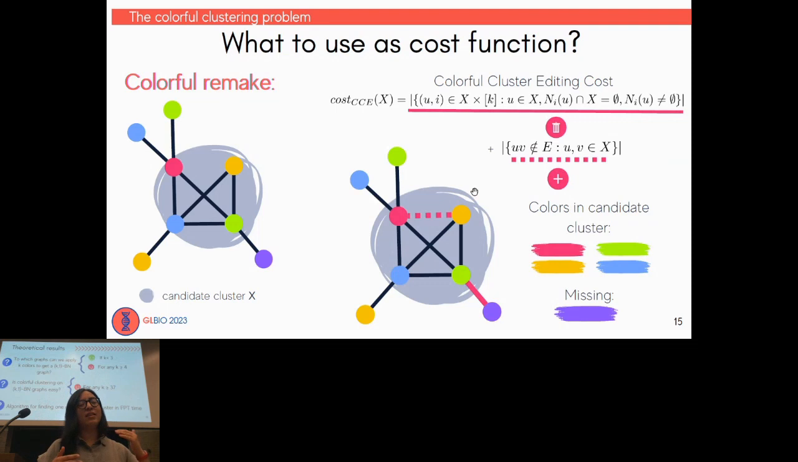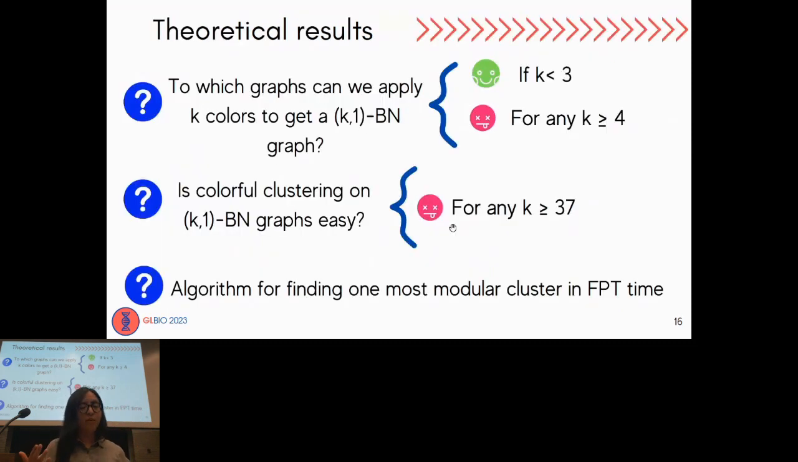With this, we present some theoretical results. We ask some questions, and we want to know whether or not they are difficult. To which graphs can we apply K colors to get a K1 best neighbor graph? This question is easy whenever we have fewer than 3 colors, and it becomes hard whenever we have more than 4 colors. We also ask ourselves, is colorful clustering of K1 best neighbor graphs easy? We see that this is NP-hard whenever we have 37 or more colors. And we provide an algorithm for finding one most modular cluster in FPT time.